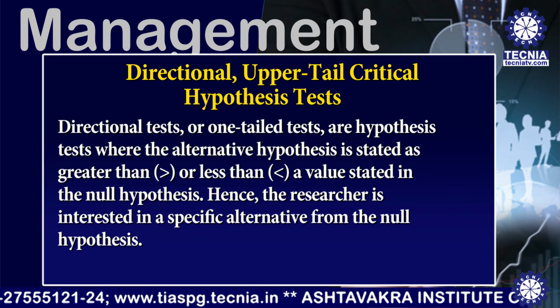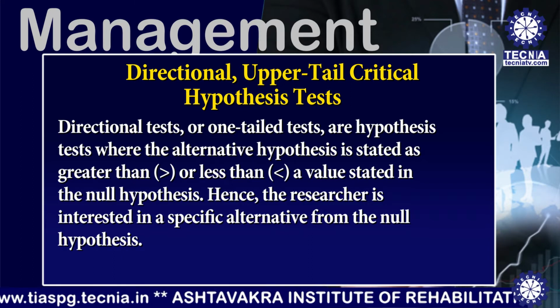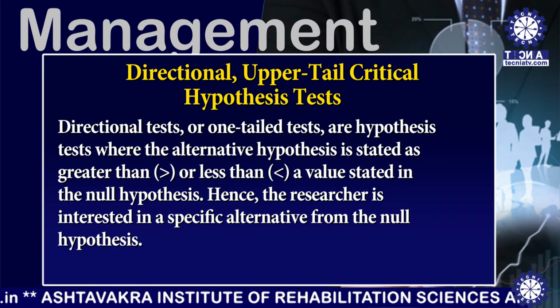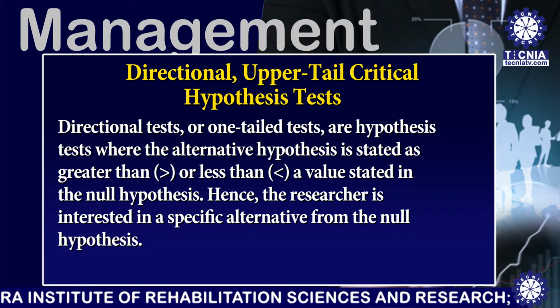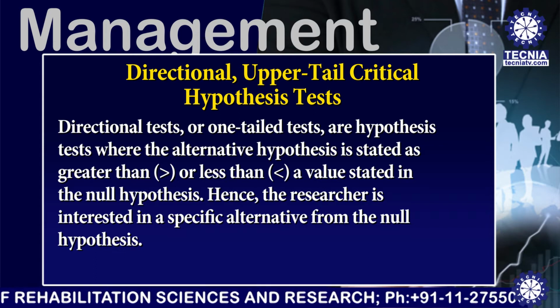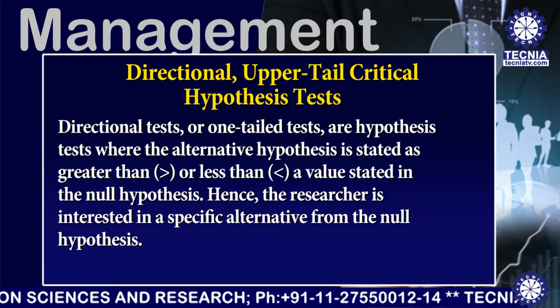What is a directional test or one tail test? These are hypothesis tests where the alternative hypothesis is stated as greater than or less than a value stated in the null hypothesis. Hence, the researcher is interested in a specific alternative from the null hypothesis.